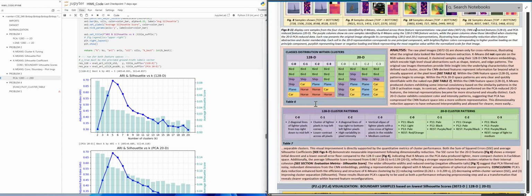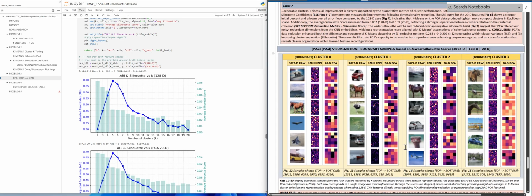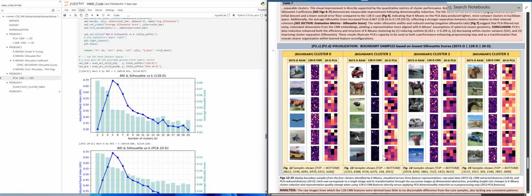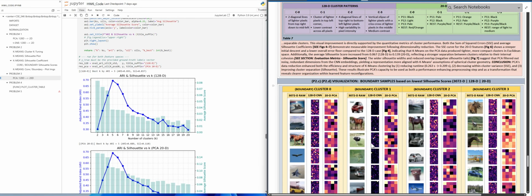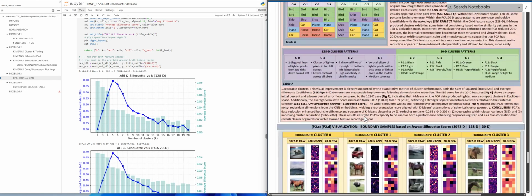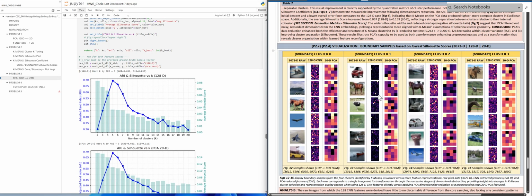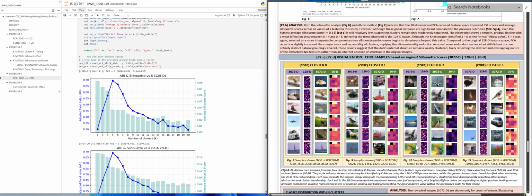Down here is the analysis, where I talked about the similarities and the distribution of the classes within each cluster. Then down here we've got our boundary samples, and I talk about how you can see some of the things from the core samples, but in a vaguer way. Cluster 1 really doesn't have much discernible pattern, except maybe that rogue dot. Maybe that's it.